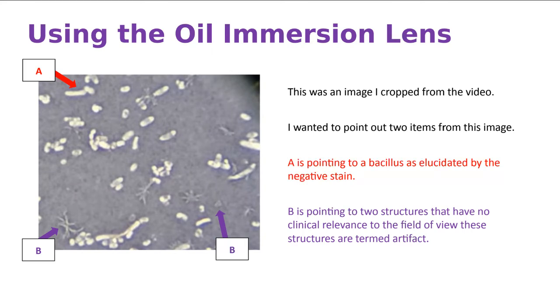Artifacts are on the slide, but they have no bearing or relevance to what you're looking at. Sometimes artifacts, like what's under B, are crystals, and sometimes these crystals form when the slide dries too fast, right? But those crystals have no bearing on what you're looking at. It's just artifact. The other one that's labeled B is probably a particle of dust, right? And so you can see that it has no real true shape.